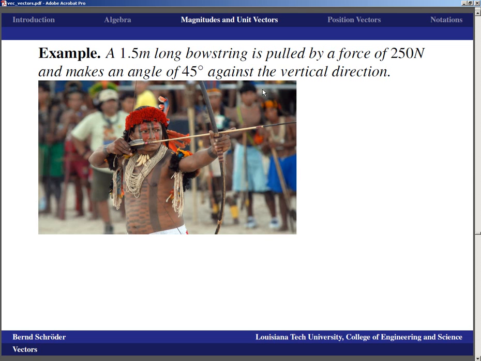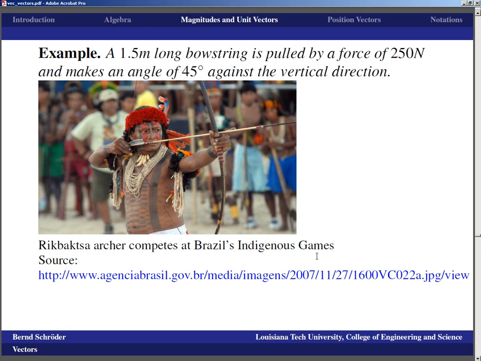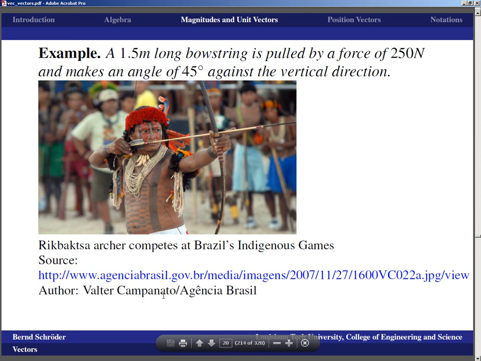Bows and arrows are a weapon for hunting, as well as other things that are not as beneficial for human health as hunting, that go across cultures. So this, for example, is an image of a Rikbakta archer who competes in the Brazil's indigenous games. The source is given here. The image was made available under a Creative Commons license that requested attribution as well as posting of the link to the image. The author is Walter Campanaro at Agência Brasil, and it should always be said that was part of the license. Endorsement is neither claimed nor implied.